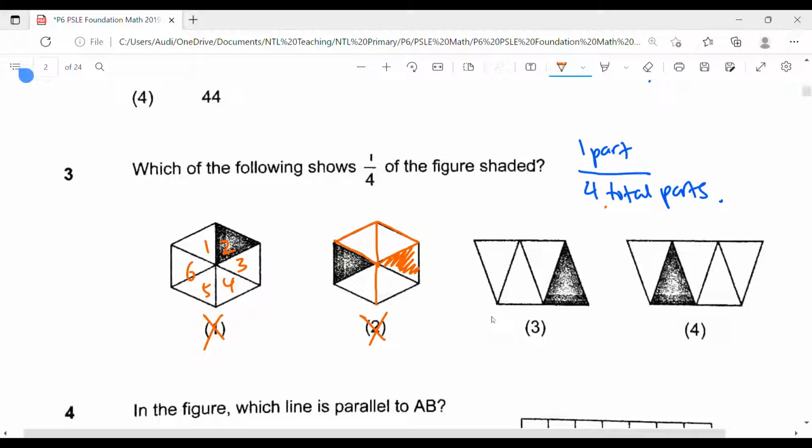Now we look at option number 3. 1, 2, 3, 4. 4 parts, and 1 part is shaded. There we go. This is our answer. Let's look at option number 4. You've got 1, 2, 3, 4, 5. 5 parts. So not our answer. Pause the video. Try this question on your own. And then press play again.